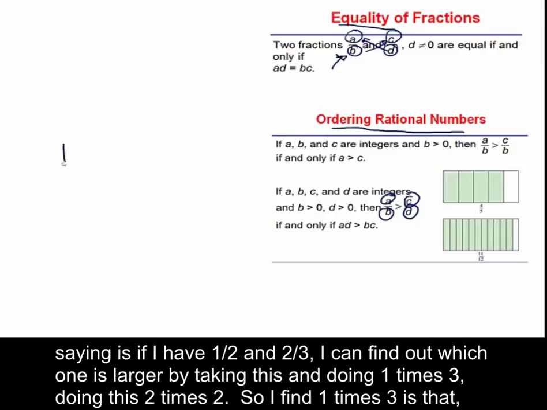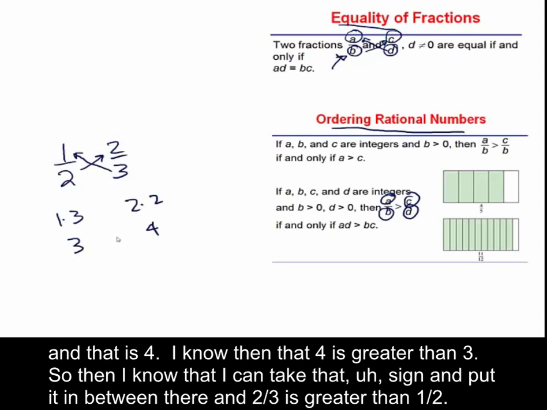What they're saying is if I have 1/2 and 2/3, I can find out which one's larger by doing 1 times 3, and this 2 times 2, so I find 1 times 3 is 3, and that is 4. I know then that 4 is greater than 3, so I can take that sign and put it in between there, and 2/3 is greater than 1/2.